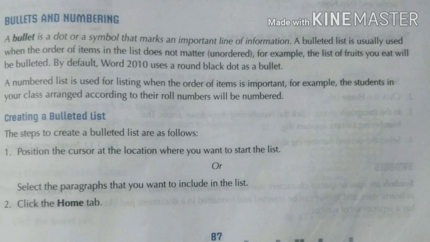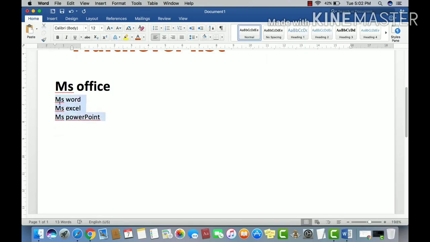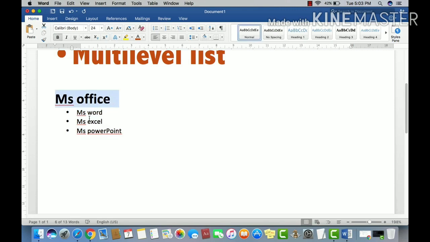Now bullets and numbering. Numbering is used when you have an ordered list, but bullets are simple dots or symbols that mark an important line or point. Let us see how you can create bullets and numbering. For that first you have to write some words. Here I have written MS Office, that is the title, and then you select the words and click on the bullet option, which is available in the ribbon on the top. So you can just click there.